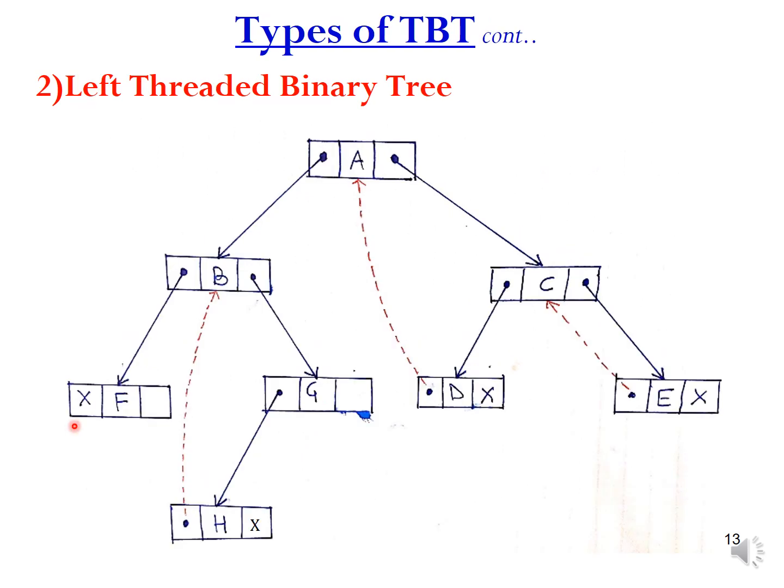So this is the left threaded binary tree. In a left threaded binary tree, all the left null pointers point to the in-order predecessor. Like in this binary tree, we can see the left null pointer of node H is pointing to its in-order predecessor, which is node B, and the left null pointer of node D is pointing to its in-order predecessor, which is node A, and the left pointer of node E is pointing to its in-order predecessor, which is node C.